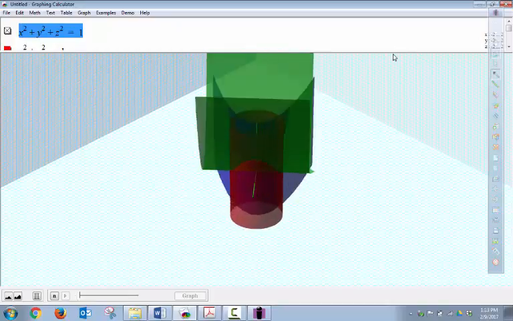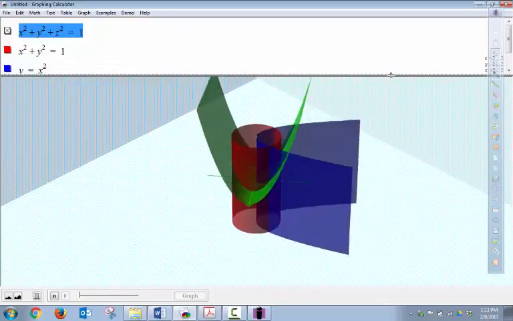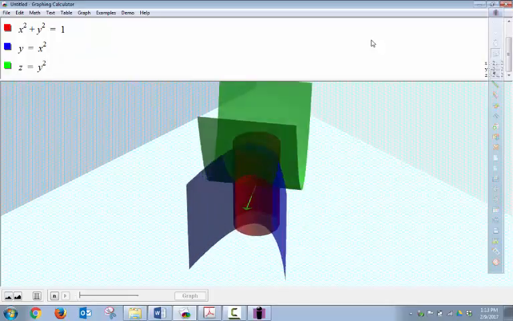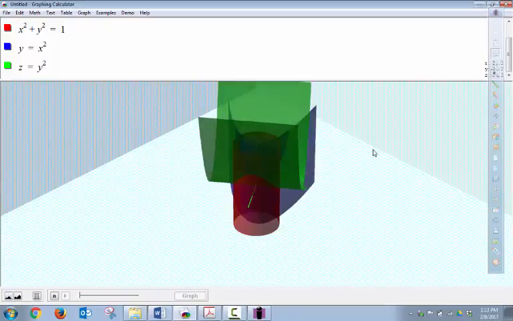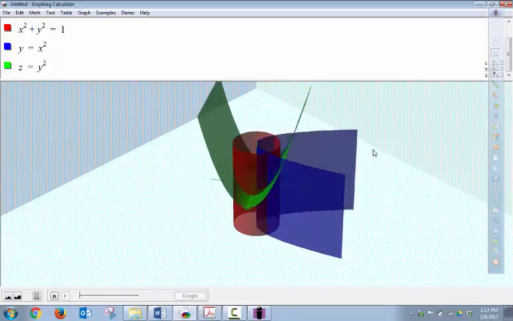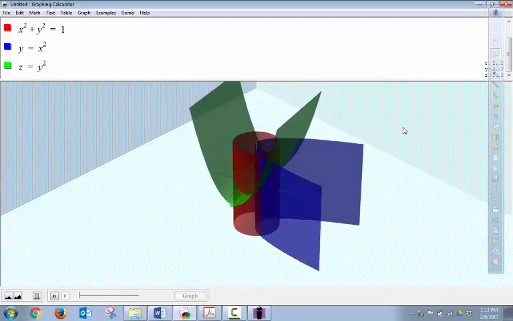So these are examples of cylinders, and remember that they're just two-dimensional objects that have been stretched out, or I call it swept out, in a specific direction.